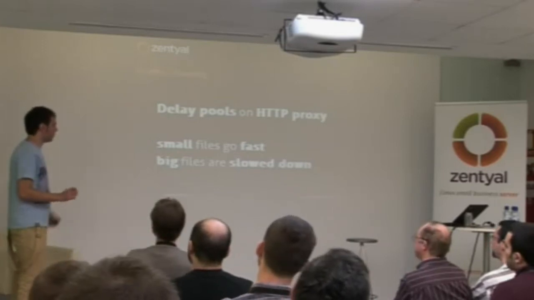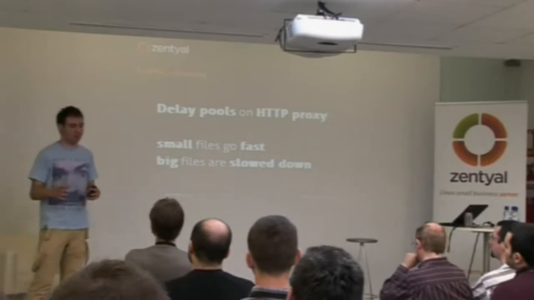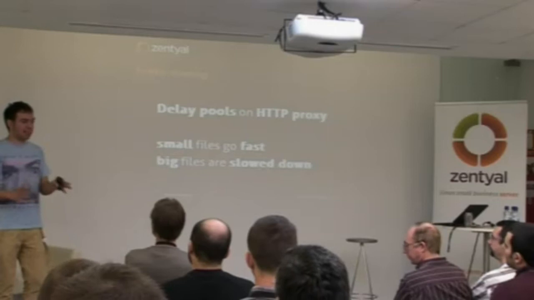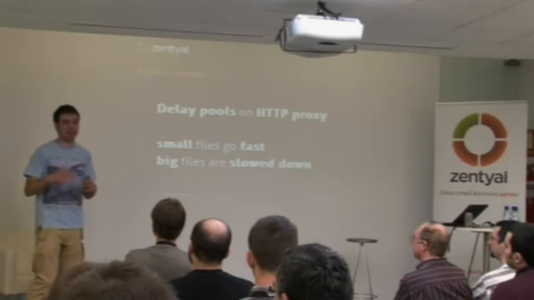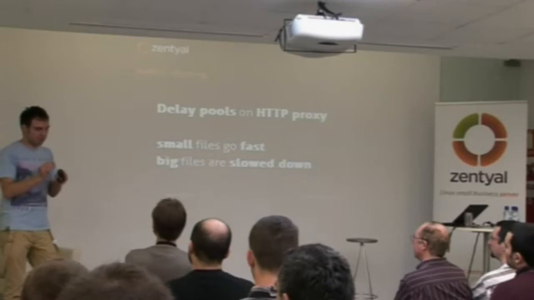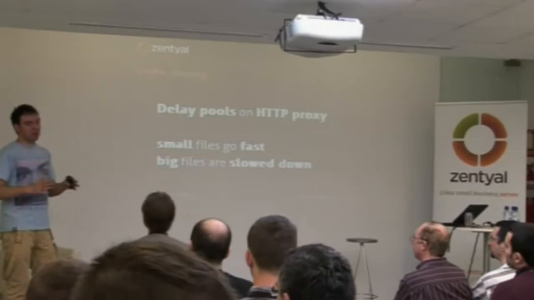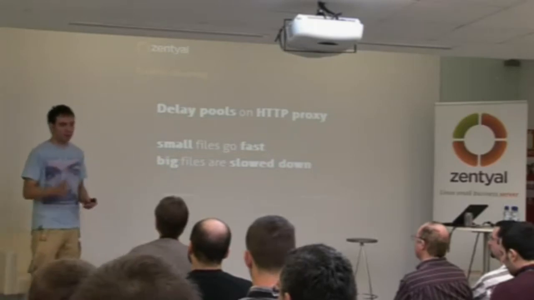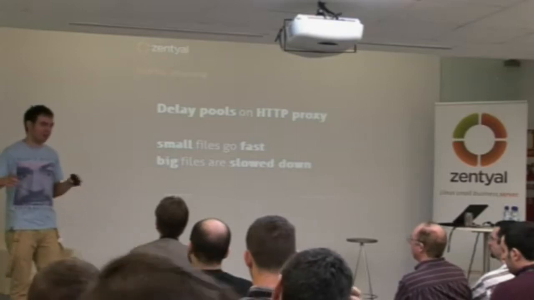How do delay pools work? When I'm browsing a website, usually a website is composed of a lot of small files. These files are downloaded as fast as you can from the internet. But as soon as the HTTP proxy detects that I'm downloading a big file, it slows down this download to a slower connection speed. So regular web browsing is going fast, but if I'm downloading a big file, it's going slow. So I don't use the whole internet connection for downloading a big file, and the other people cannot work with that.